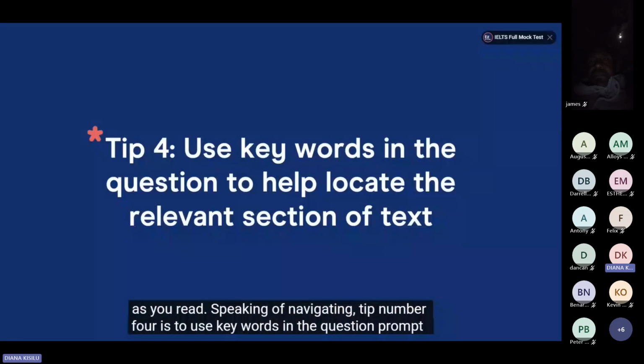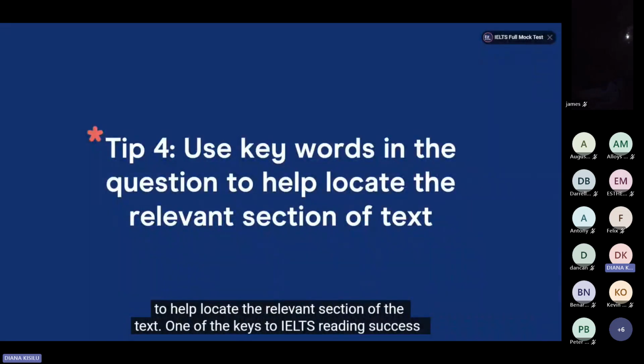help you to navigate. Speaking of navigating, tip number 4 is to use keywords in the question prompt to help locate the relevant section of the text.